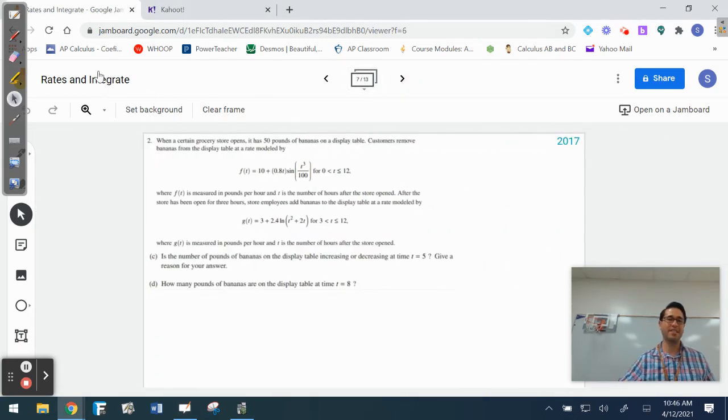All right, C and D, obviously the bigger parts: is the number of pounds of bananas on the display table increasing or decreasing? Now we're just talking about the bananas on the display table, which means I've got to account for removing and adding. This one's a little different from part B, where we found the derivative, which talked about just the rate. This is the number of bananas. If I'm asking whether the number of bananas is increasing or decreasing, I'm going to take the derivative of the number of bananas. Well, these are already both derivatives.